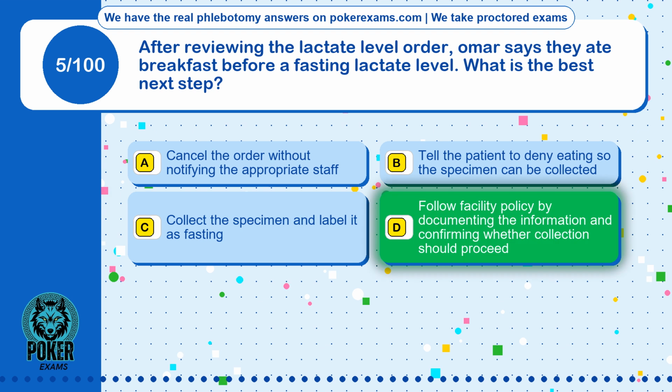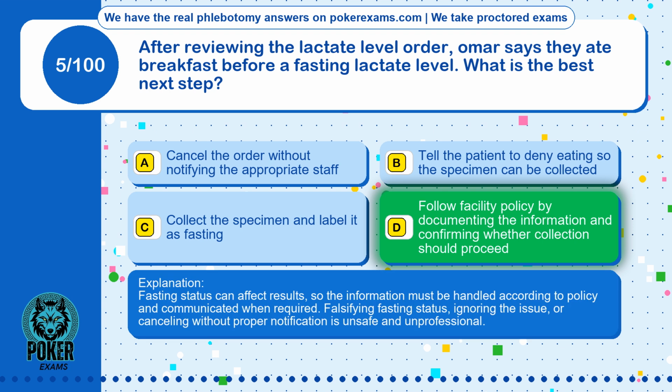The correct answer is option D. Follow facility policy by documenting the information and confirming whether collection should proceed. Fasting status can affect results, so the information must be handled according to policy and communicated when required. Falsifying fasting status, ignoring the issue, or canceling without proper notification is unsafe and unprofessional.